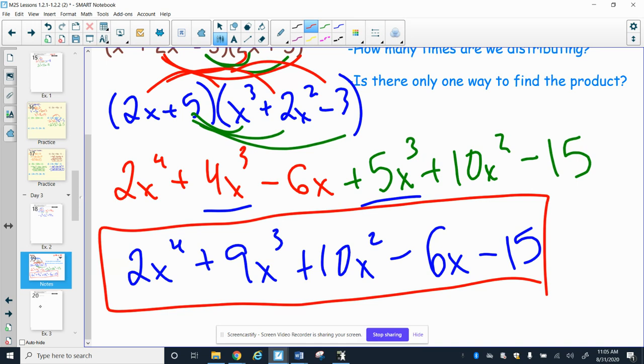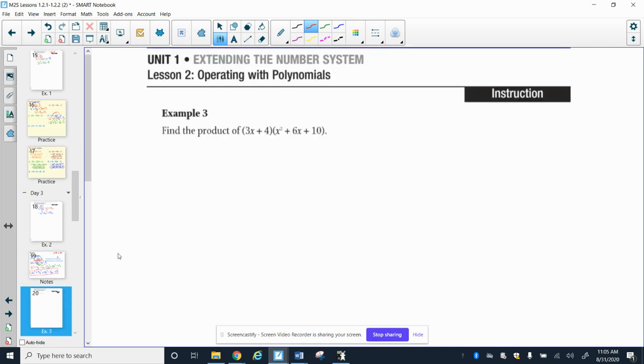Let's keep practicing this. Okay, so now we're on example 3. And I apologize, I lost my paper. I believe it's either 48 or 49. Okay, so same process here. So now we're going to multiply this 3x to all three terms. Okay, and then we'll multiply the 4 to all three terms.